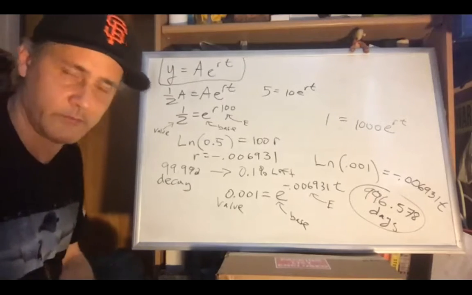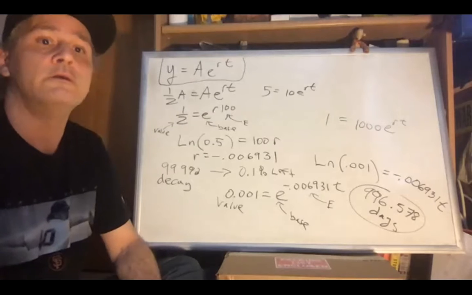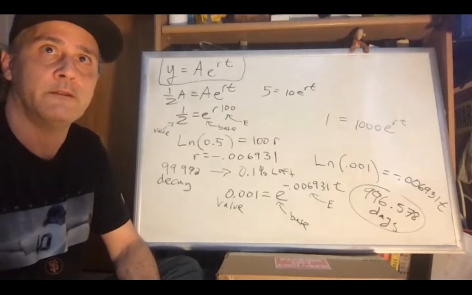So how long are we going to wait? The human race will probably be extinct by that time. That's the problem with radiation and nuclear energy.